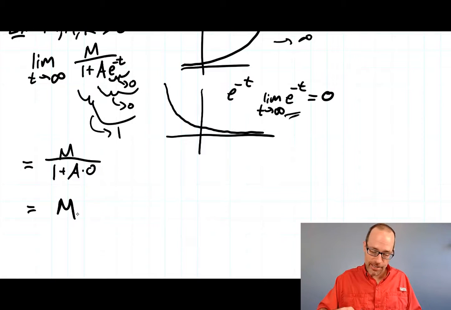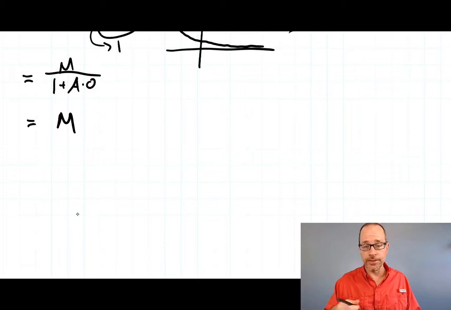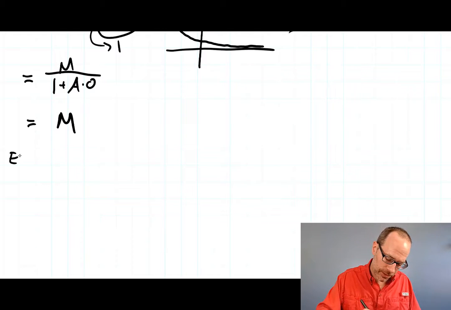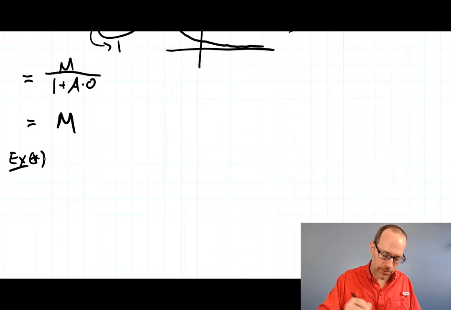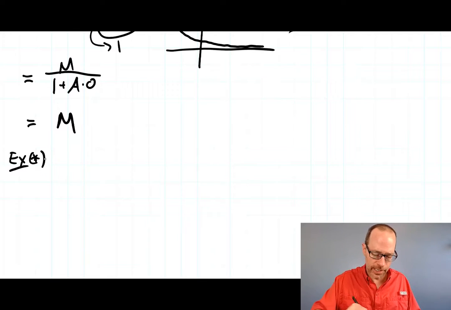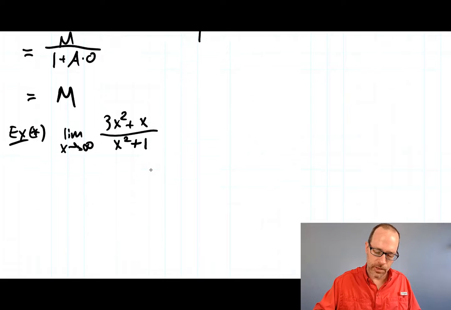Let's look at a few more examples for polynomials. Well, the numerators and denominators are polynomials. Those are called rational functions. This is probably the most important example that comes up. Something along this line. Calculate the limit as x goes to infinity of 3x squared plus x all over x squared plus 1.